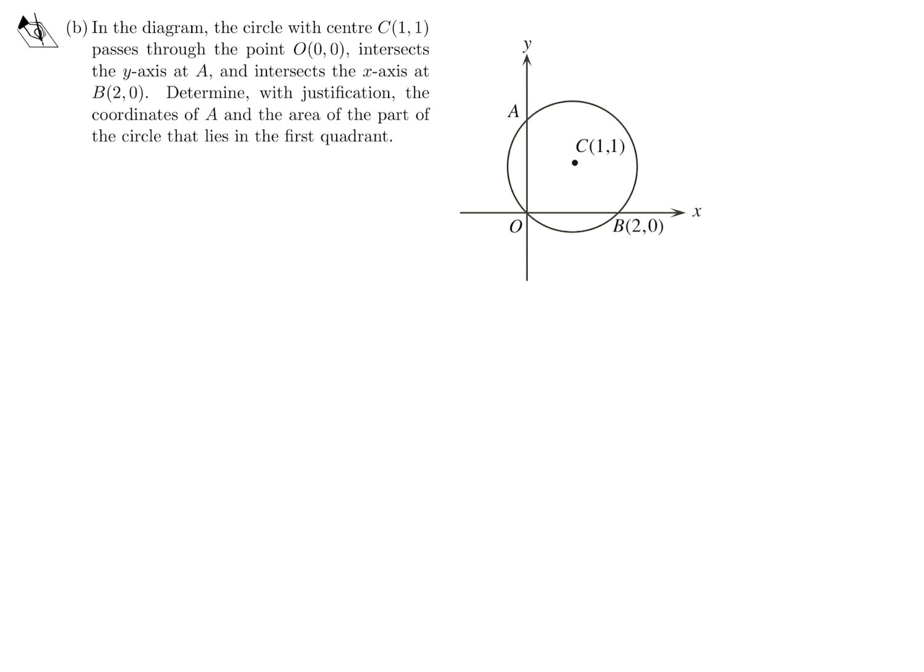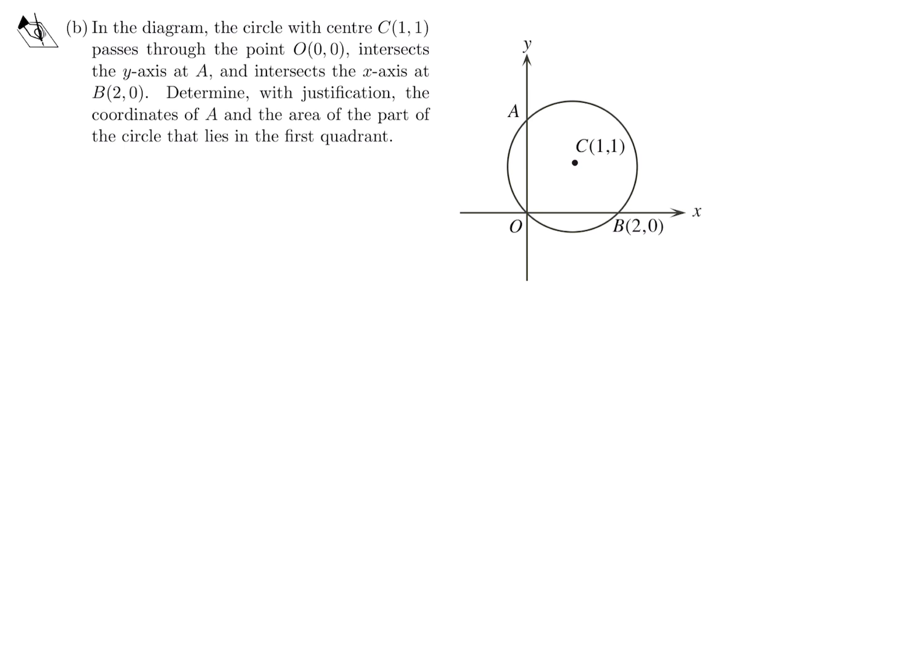In the diagram, the circle with center (1, 1) passes through the point (0, 0), intersects the y-axis at A, and intersects the x-axis at (2, 0). Determine with justification the coordinates of A and the area of the part of the circle that lies in the first quadrant. All right, so first we have to figure out the coordinates for A.